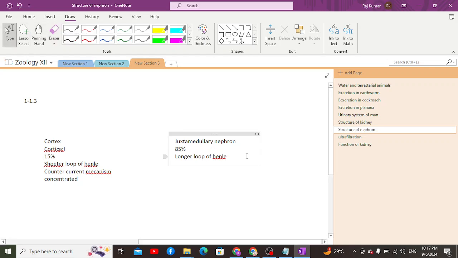On the other side, if you talk about its function, it has got a longer loop of Henle, due to which the counter current mechanism is possible, which is a mechanism for producing concentrated urine, due to which concentrated urine can be produced in this, right?